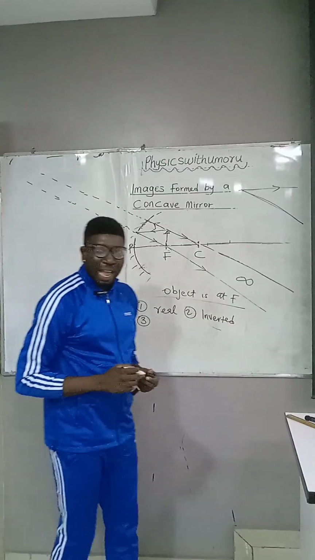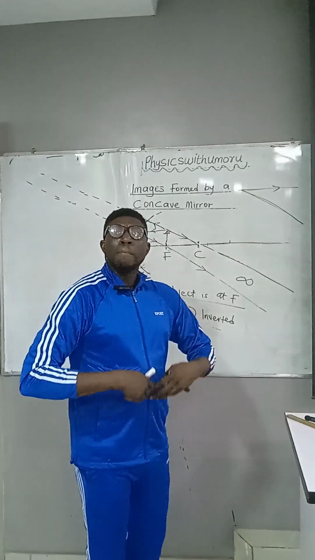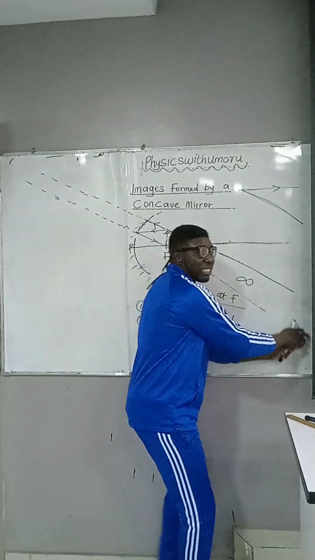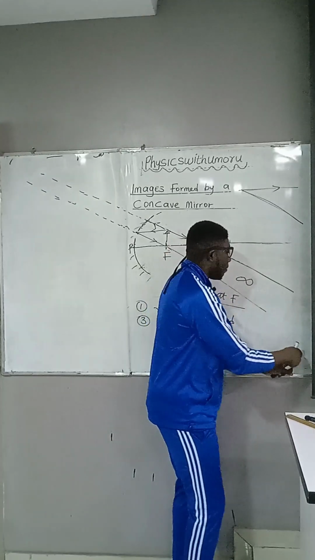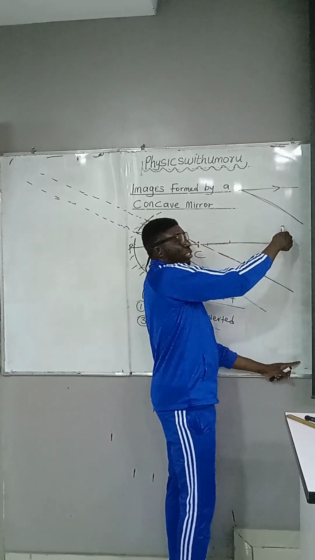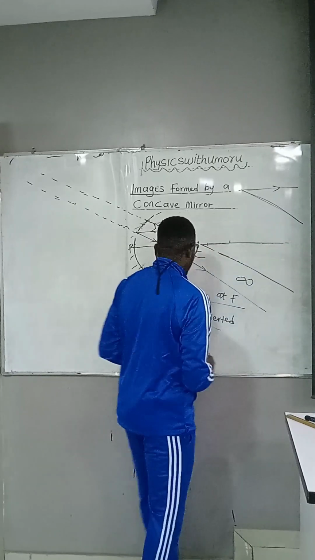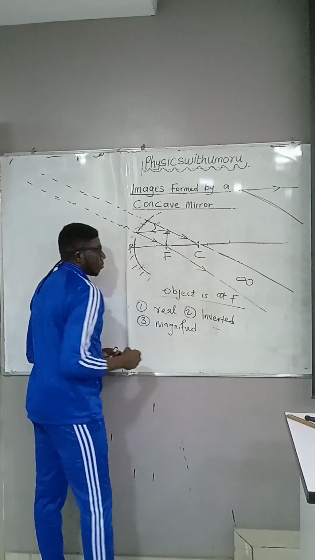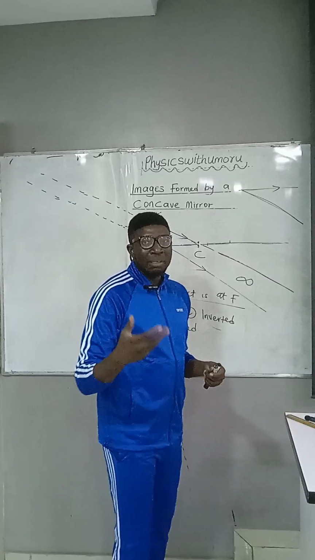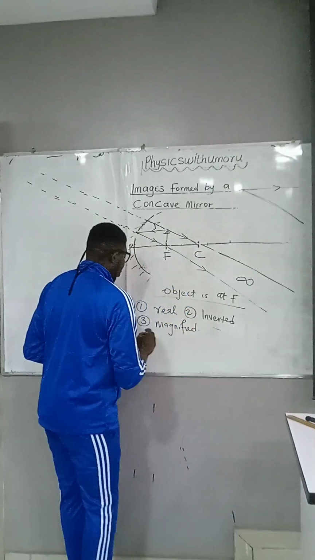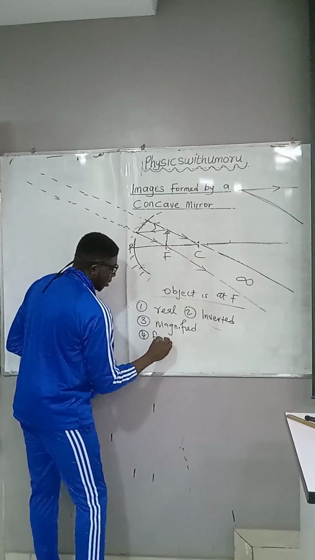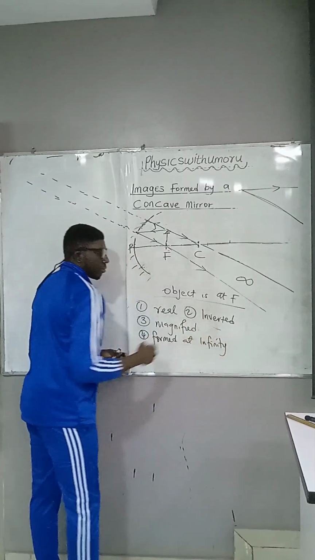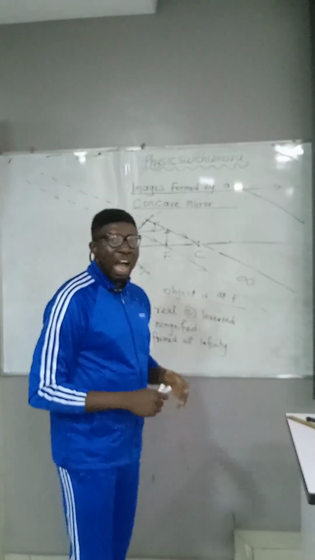Now, what about the size? It's going to be magnified or enlarged. Why? Because you notice if they meet at infinity, no matter where they meet, if I draw the line up here, it's still going to be big. So it's magnified. Now, where is the image formed? The image is formed at infinity.